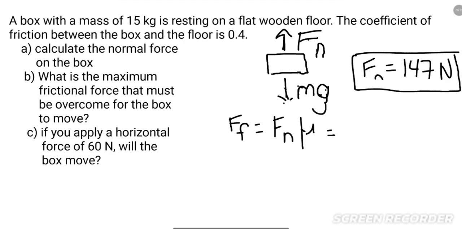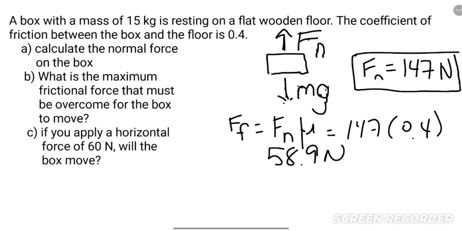Part B, for the frictional force, we want to find out the normal force times mu. And we have the normal force already, it's 147. And they give us the coefficient of friction, which is 0.4. And the final answer, I wrote it down this time, it's 58.9 newtons. And letter C is a little trickier, but it's still nothing we can't handle.